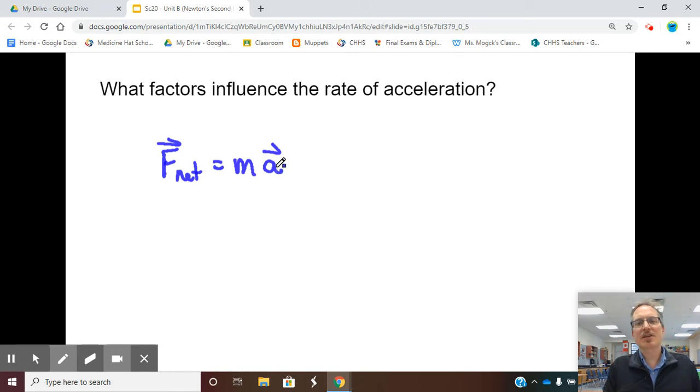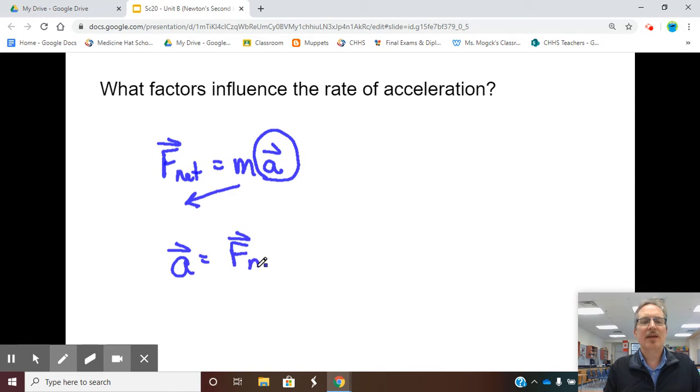Well, if I want to determine what factors affect acceleration, let's get acceleration by itself. So when we go across the equal sign, we're going to go to a different floor. So my formula is going to be acceleration equals net force over mass. So the factors we have to take into account when we're talking about acceleration is the total force being supplied and the mass of the object.